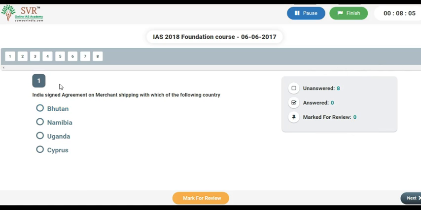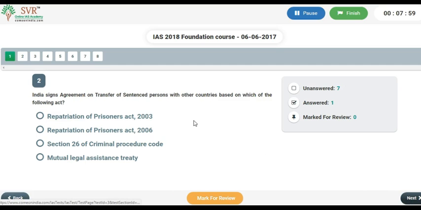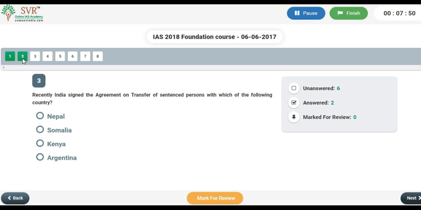So let's attend the test. I am randomly attending the test. If you have answered one, just go for next. So here you can see the answered count changing to 1, and second, go for the next question. Here you can see the green color.